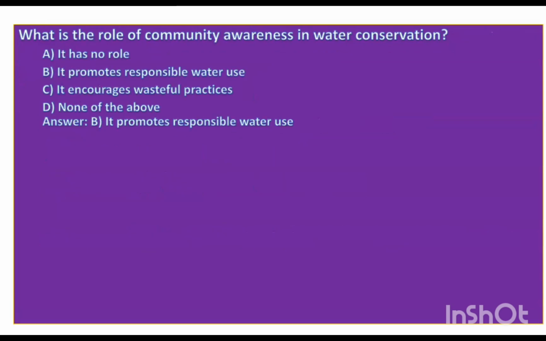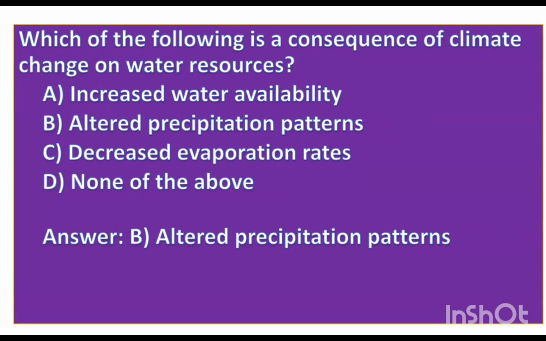What is the role of community awareness in water conservation? Options: it has no role, it promotes responsible water use, it encourages wasteful practices, none of the above. Answer: it promotes responsible water use. Which of the following is a consequence of climate change on water resources? Options: increased water availability, altered precipitation patterns, decreased evaporation rates, none of the above. Answer: altered precipitation patterns.